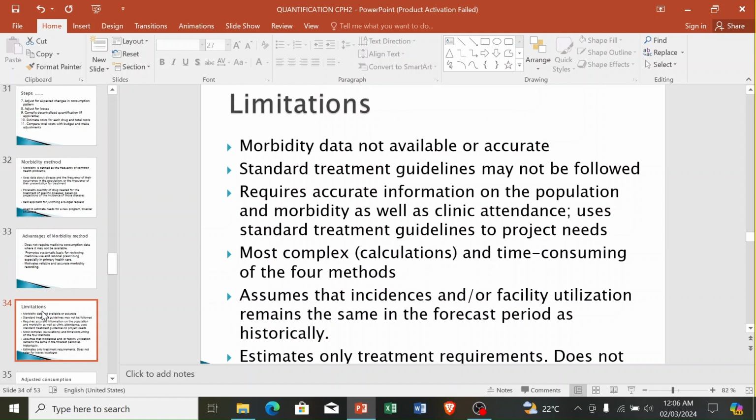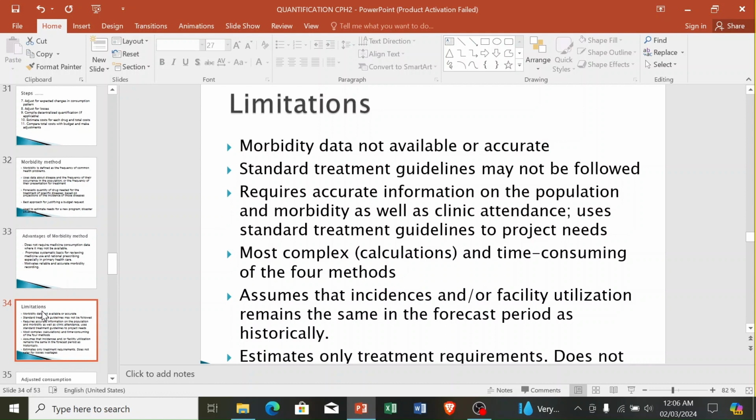Limitations of the morbidity method. We see that morbidity data may not be available or accurate. We don't have the information of how many people present with the disease, and even if we have it, it is not accurate. The standard treatment guidelines may not be followed when we are doing this specific quantification, so it may be a limitation. It requires accurate information on population and morbidity, as well as clinic attendance. Then it uses standard treatment guidelines to project needs. It is the most complex and takes time.